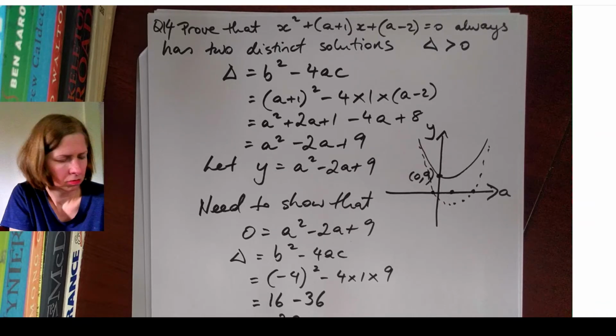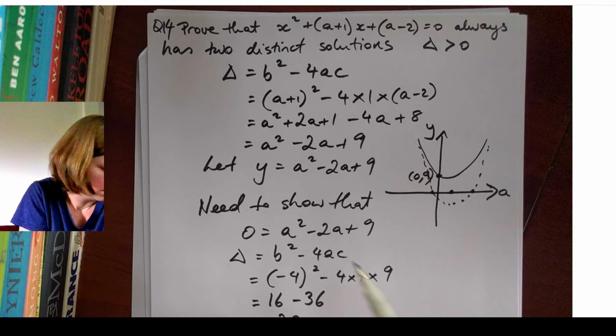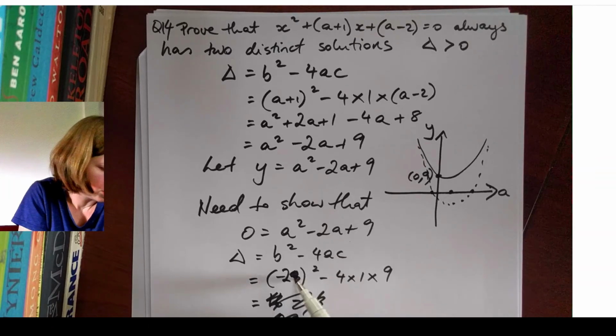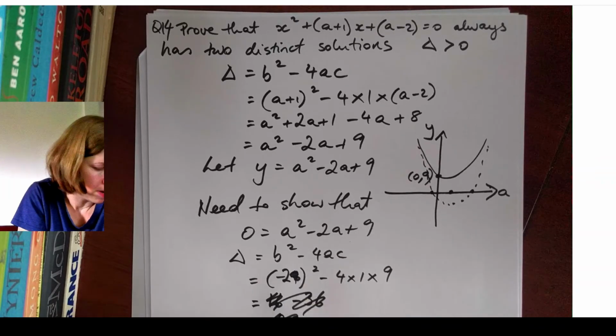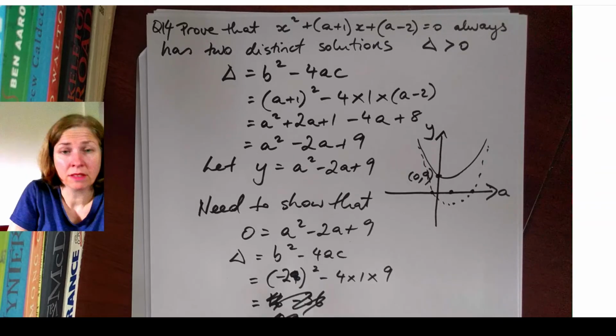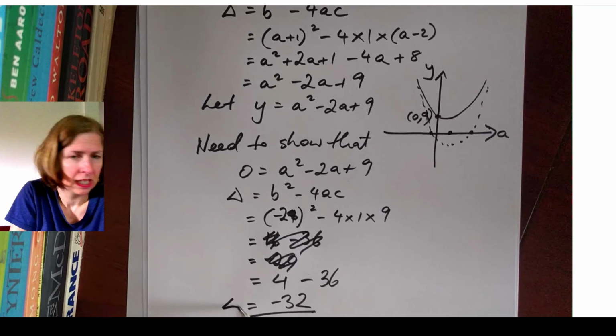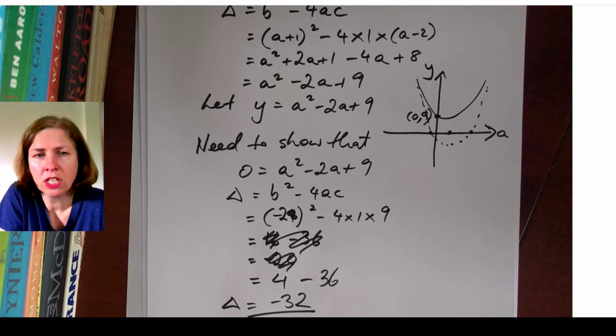I made a mistake here. I just realized that should be a 2. That's actually negative 2 squared, which gives me 4 minus 36, which gives me negative 32. Doesn't matter. All I need is a negative number. Okay, so I've now determined that my discriminant is negative 32.